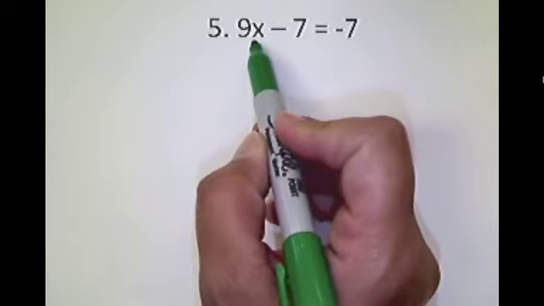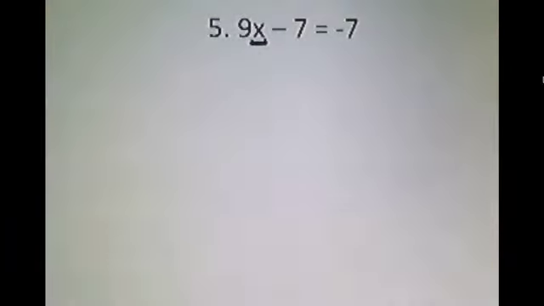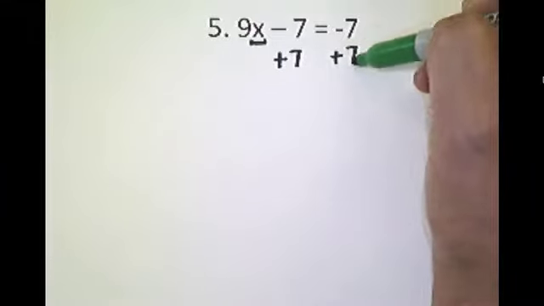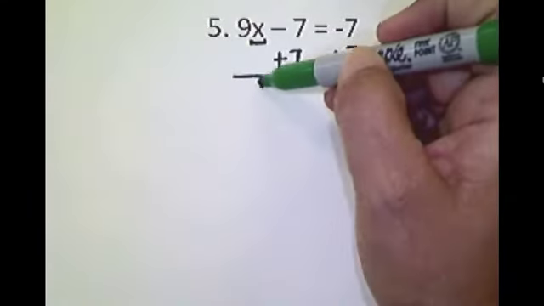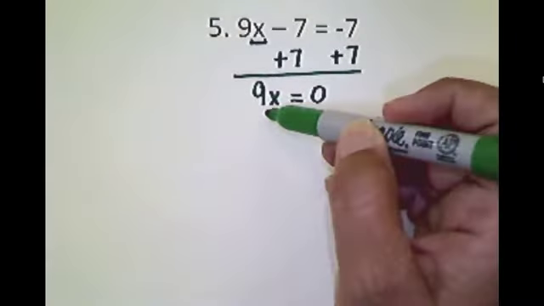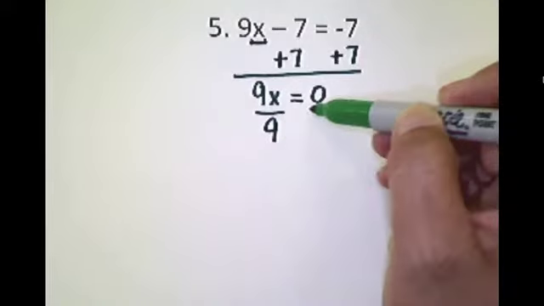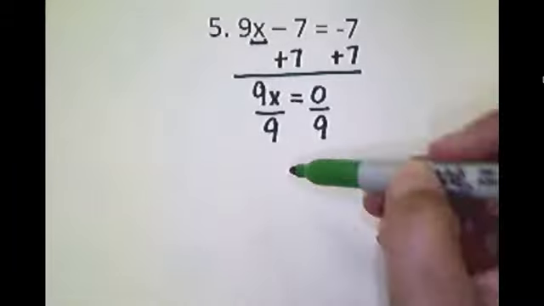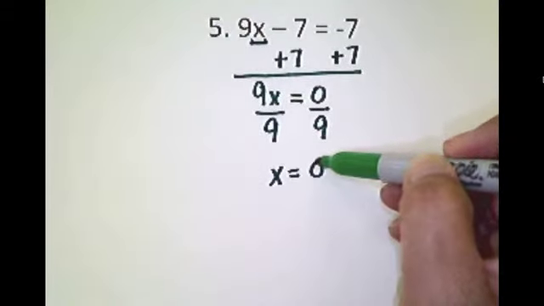Again, on example number 5, x is our unknown variable. We have a 9 that is multiplied by x, and then it is subtracting 7. In order to get rid of the 7, since it is subtracted, we need to add 7 to both sides. We have 9x equals 0. Last step is to always divide by the number that is in front of x, or multiplied by x. So x would equal 0.